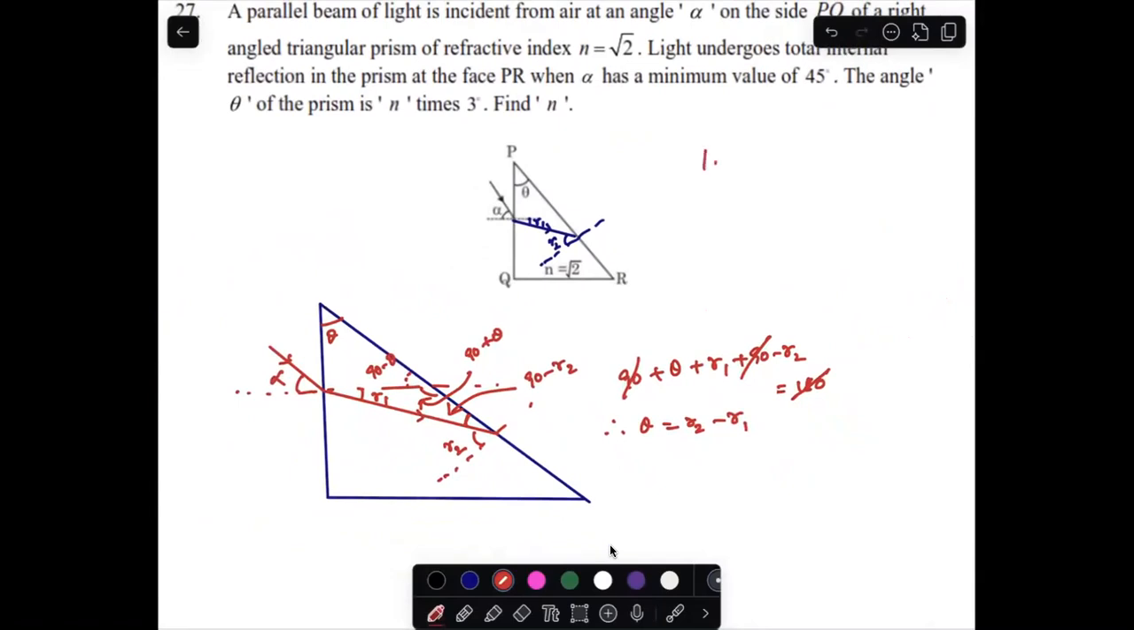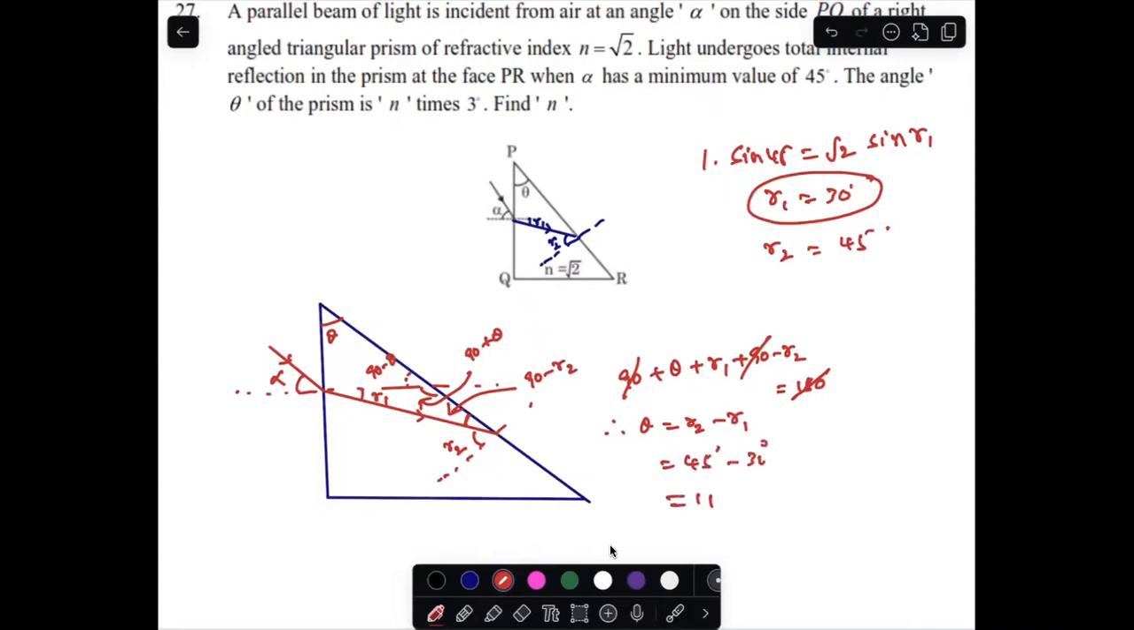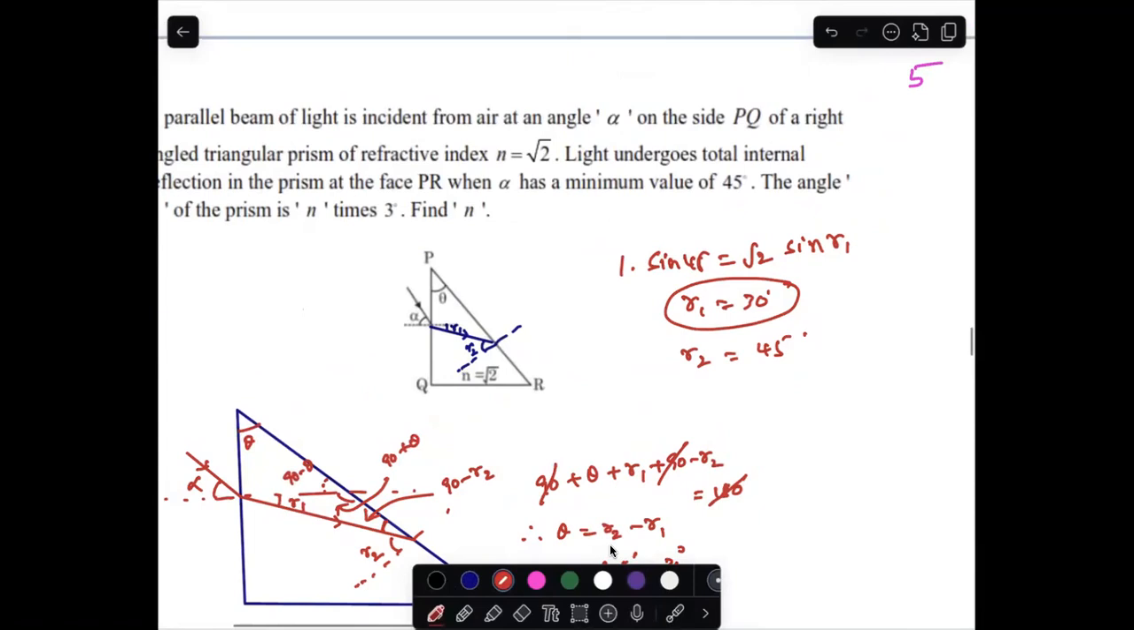1 sine 45 is √2 sine R1. So R1 is 30 degrees. You want theta. What about R2? 45 degrees, the critical angle, sine inverse 1 by √2. So 45 degrees minus 30 degrees is 15 degrees. You said 3 times n is 15 degrees. That should be 5. Answer is absolutely correct.